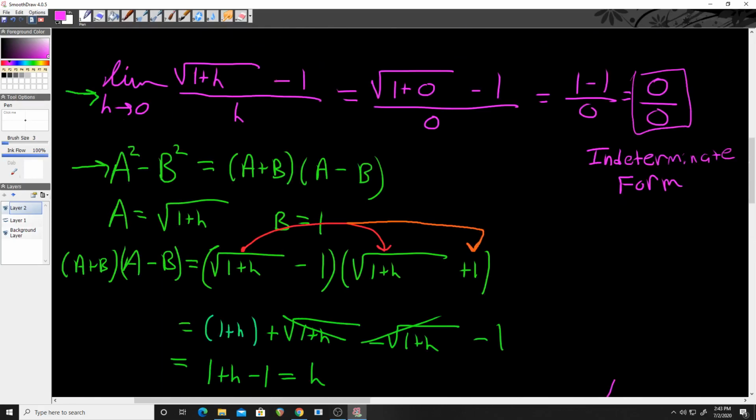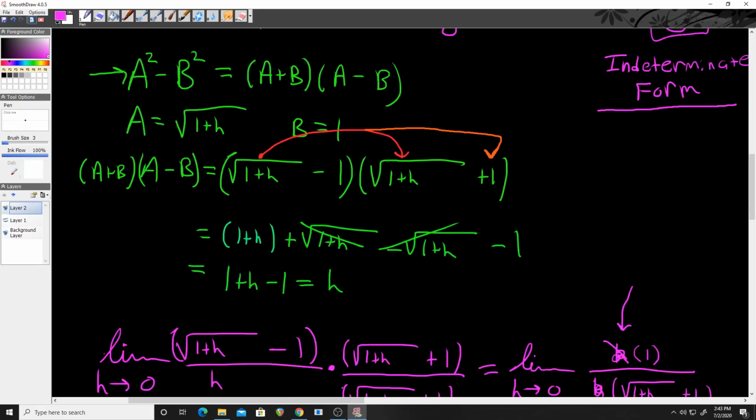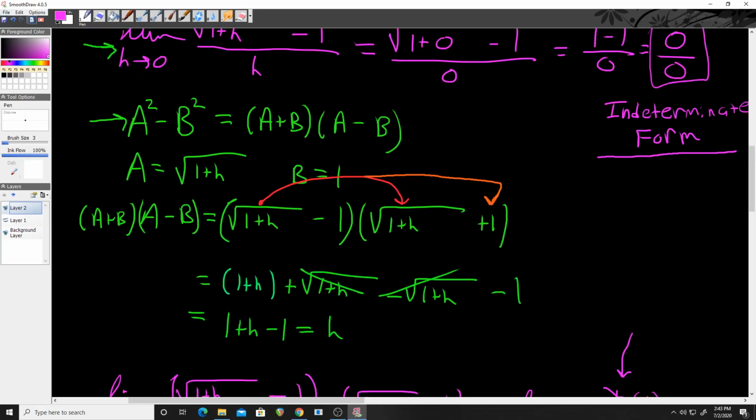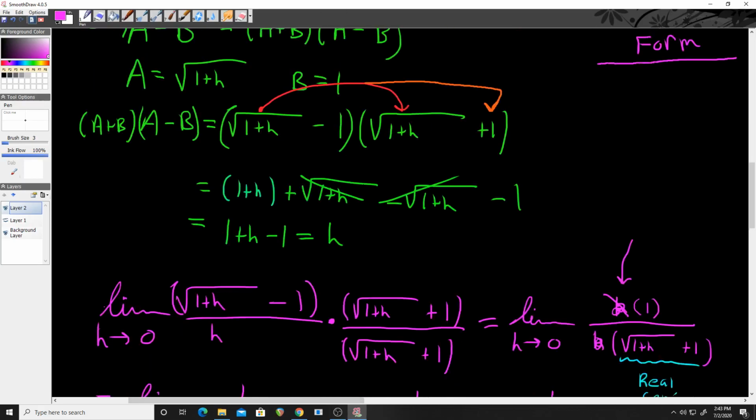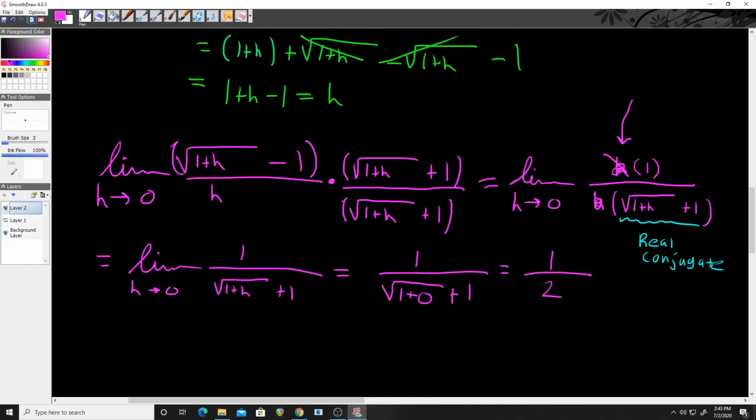So again, if you see a square root plus something or minus something, and you wind up with this indeterminate form, you should always think about using the conjugate, just like I did here. Think about what the conjugate is. Multiply the top and bottom by the conjugate. Do the multiplication. Cancel some stuff. Cancel that h. Plug it in. You're good to go. All right.